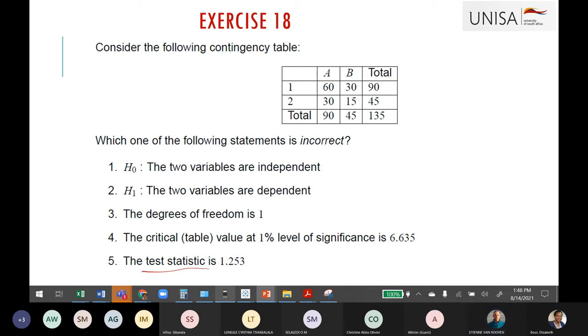I got 5, guys. Also got 5. I used Excel and I'm seeing the test statistic is 0. And they're looking for the incorrect one. I found the same problem. Okay. We're done, Lizzie.